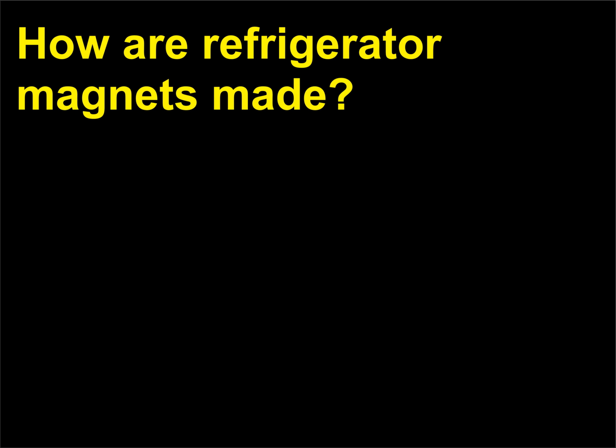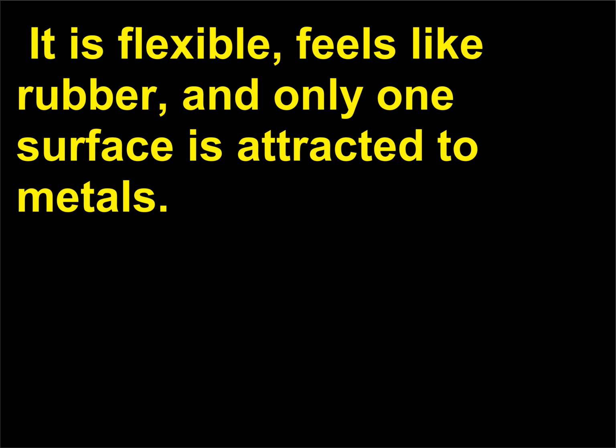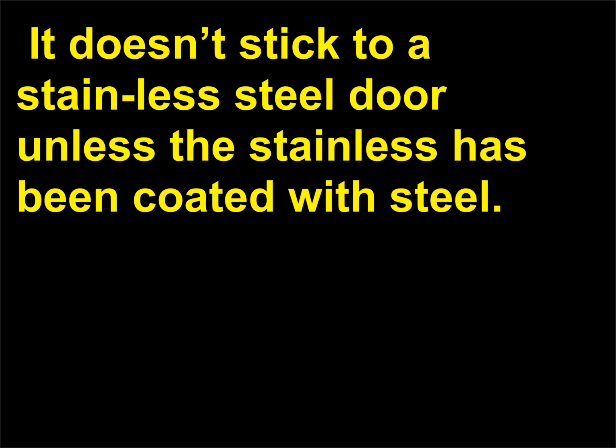How are refrigerator magnets made? Examine a refrigerator magnet. It is flexible, feels like rubber, and only one surface is attracted to metals. It doesn't stick to a stainless steel door unless the stainless has been coated with steel.